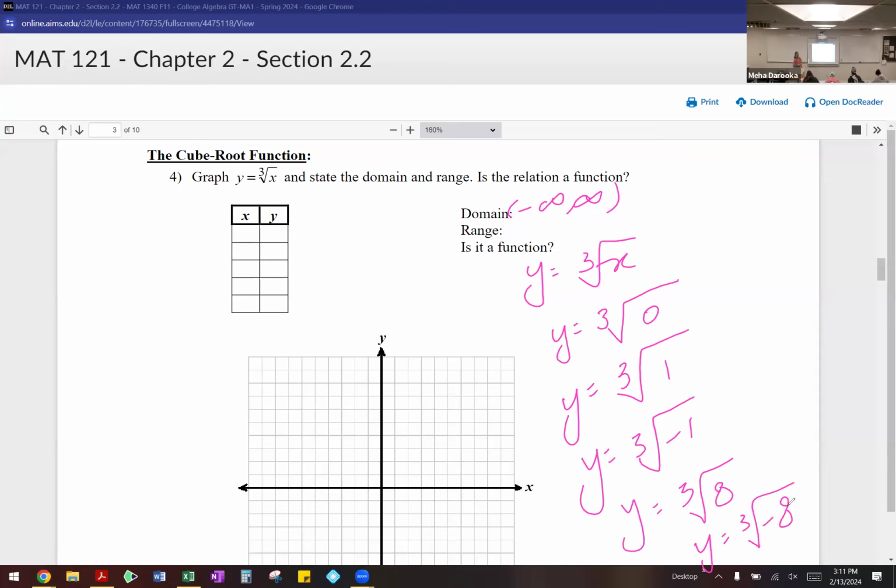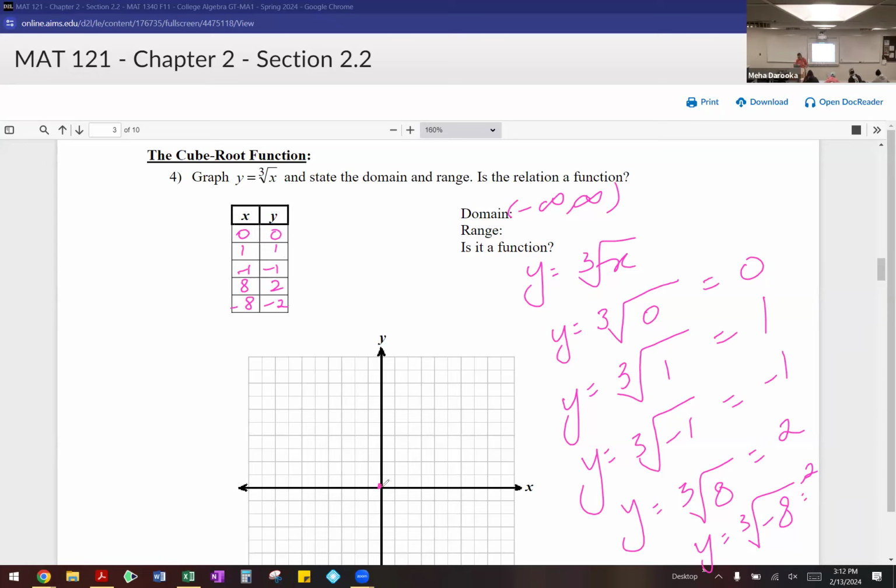Thankfully, 0 and 1 are always happy numbers. But the others going higher would be your 8, -8. What would be next after that? Yeah, 27. So 0, 0, +1, +1, -1, -1, 8 becomes 2, -8 becomes -2. So think about it, go backwards, right? 1 to the third power is 1, so cube root of 1 is going to be 1. 2 to the third power is 8, so cube root of 8 is going to be 2. 3 to the third power is 27, so cube root of 27 is going to be 3.